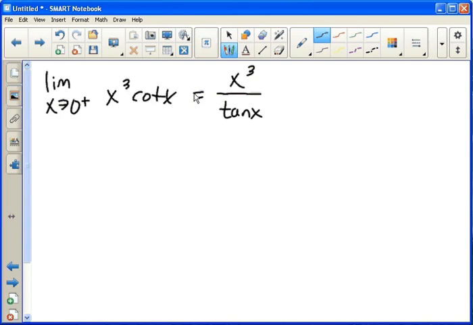3x squared over secant squared x. Now, secant of 0 is 1. So secant squared would just be 1 squared, which is 1. So we end up with 0 over 1 when we plug in the 0, and we get 0 as our answer.